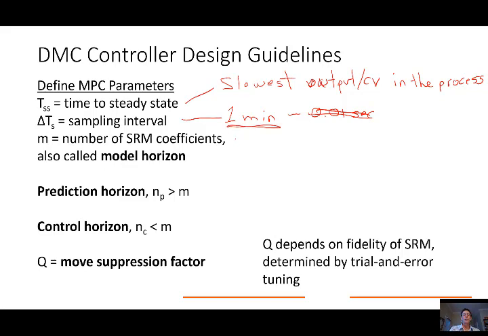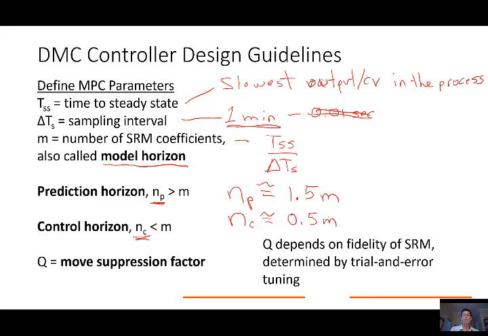We need to calculate the model horizon, and recall that that is the time to steady state divided by the time sampling interval for the step response model, also known as the model horizon, and you'll see that in Control Station. We need to define the prediction horizon. How far in the future are we going to predict our output? And the guideline for that is that it's nominally equal to 1.5 times m. We need to define a control horizon. That in the textbook is nominally defined as a good number to start with is half of m.